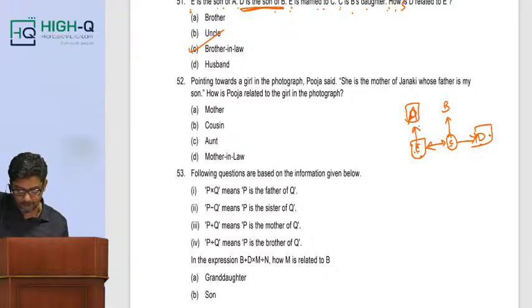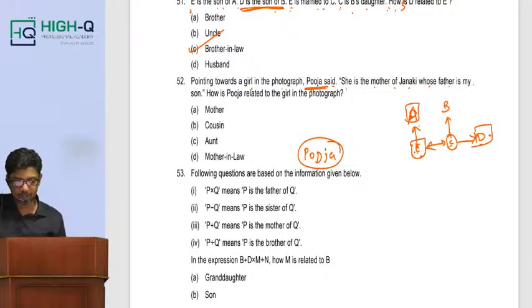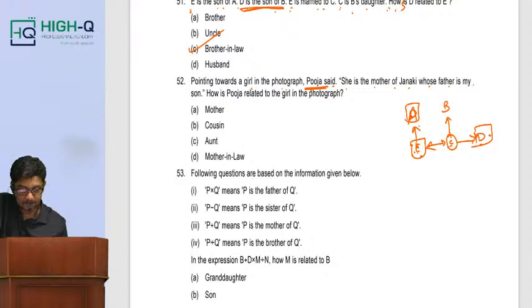Next one. Pointing towards a girl in the photograph, Pooja said, she is the mother of Janaki, whose father is my son. So who is making the conversation? Pooja. So everything will go from Pooja's point of view. She is talking about a girl. That girl is the mother of Janaki. Janaki's father is my son. So Pooja has got a son.